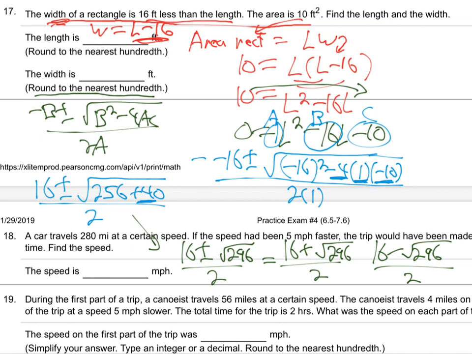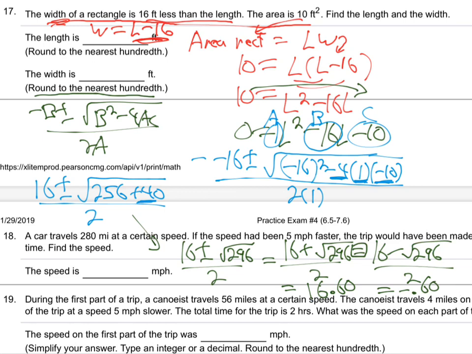So they want decimals. So use your calculator now. Make sure when you put this in on your calculator, you have to hit equals when you're done with the numerator before you go divide by 2. So I got, this answer is 16.60. And the other one is negative 0.60.